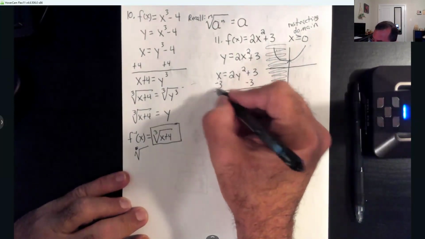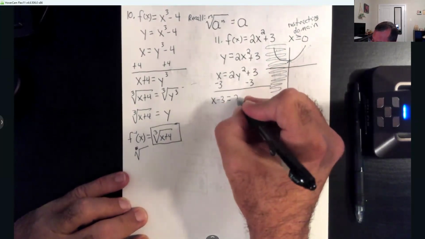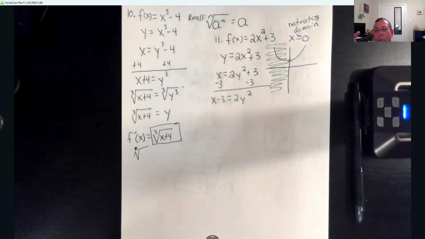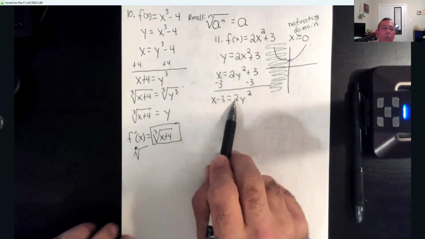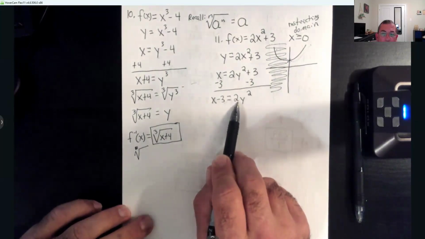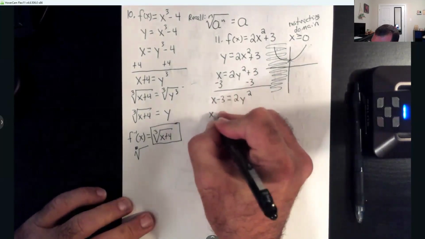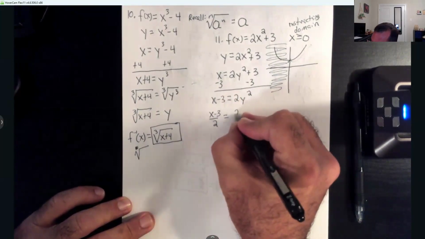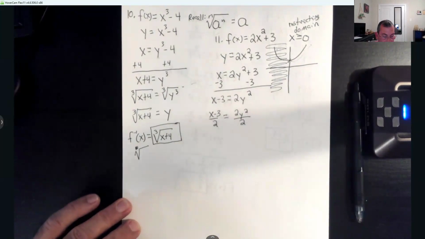So here we go. We get x minus 3 over here. That's going to equal 2y squared. Now I need to do one more move before I mess with that y squared. I don't want that 2 to be in front of that. So since we don't want that 2 there, we're going to divide both sides by 2. So we'll have x minus 3 over 2 will equal our 2y squared over 2.